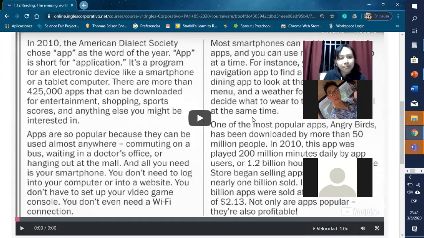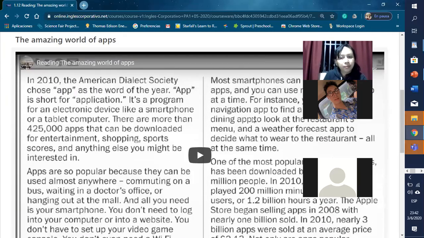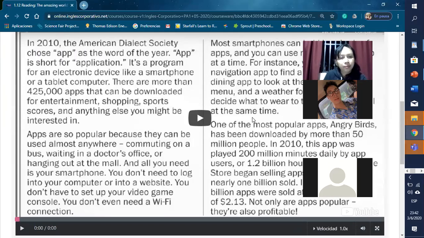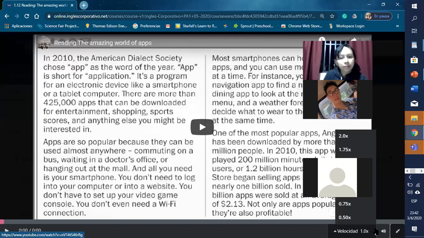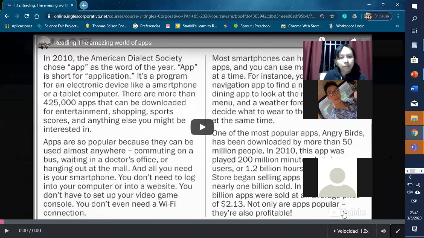Let's watch this. Reading: The Amazing World of Apps. Okay, what I would like you to do with this reading is have your notebooks ready and write down pronunciation things that are confusing or new for you. All right, so pay close attention to pronunciation and write it down. Ready?